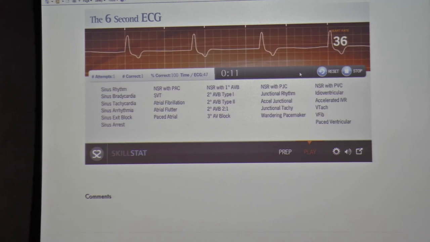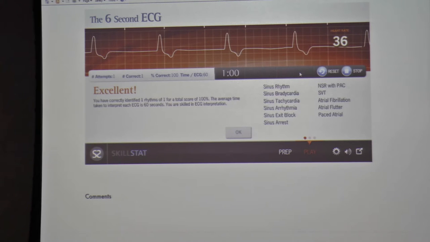Okay, so now what do we have? We have a regular but wide rhythm that's slow. So we have three possibilities: idioventricular, accelerated idioventricular, or VTAC. Oh, it actually, look at that. Excellent. We got one right, because we got 100%. That's the best thing. Pick an easy one and just do that one and stop.